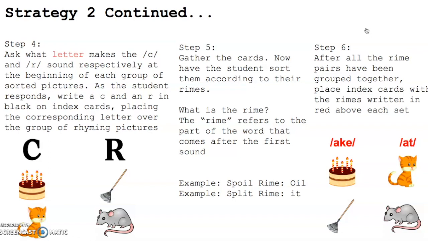Next, gather the cards and have the students sort them according to their rhymes. The rhyme refers to the part of the word that comes after the first sound. So in the word spoil, the rhyme would be oil, and in the word split, the rhyme would be it. After all the rhyme pairs have been grouped together, place the index cards with the rhymes written in red above each set. So the rhyme of cake and rake would be ake, as you can see above that, and then the rhyme for cat and rat would be at.